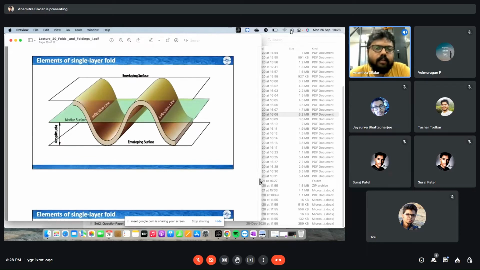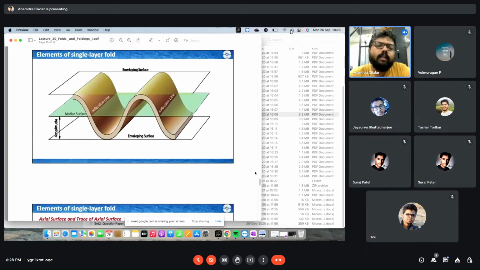Okay, so the surface that is touching or connecting all the inflection points will be called inflection line, and the surface that will be touching all the crest and trough will be called the enveloping surface, because the fold will always be within those two surfaces.